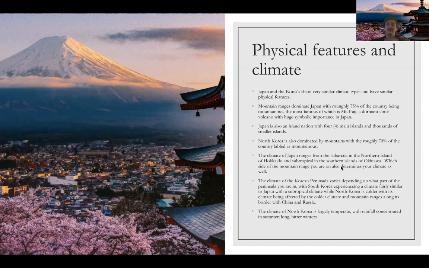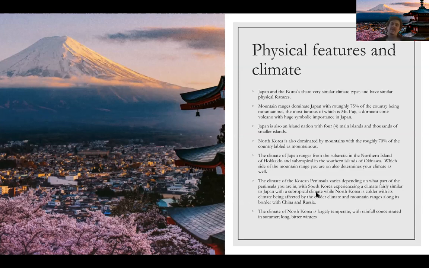As far as climate goes, the climate range of Japan goes from subarctic in the northern island of Hokkaido to subtropical in the islands of Okinawa. And depending on which side of the mountain range you're on in Japan will play a huge role in what type of climate you get. One side would be temperate, mild. The other side could be dry, depending on the height of the mountain range, and whether or not rainfall is able to reach both sides.